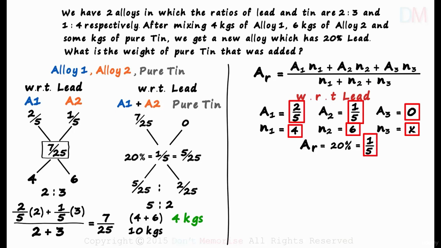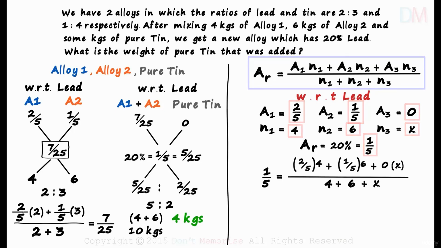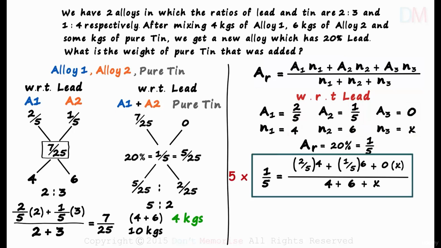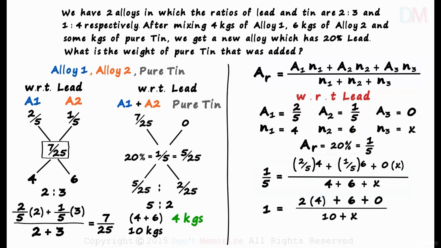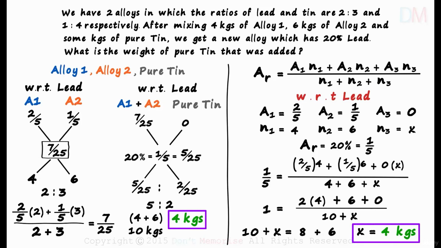After substituting the values in the formula, this is what we get. And to make calculations simpler, we multiply this equation with 5 to get this. And transposing 10 plus x to the other side, we get 10 plus x equal to 8 plus 6. And that gives us the value of x as 4 kilograms. That is the weight of pure tin that was added. We got the same answer, but much faster.